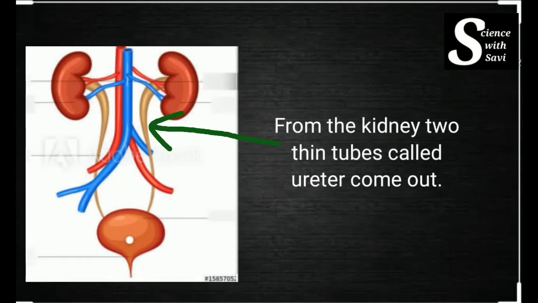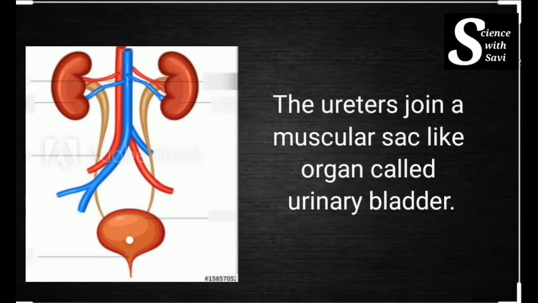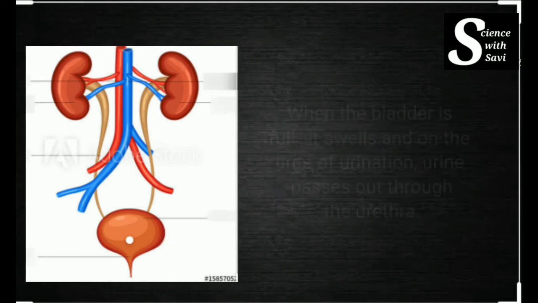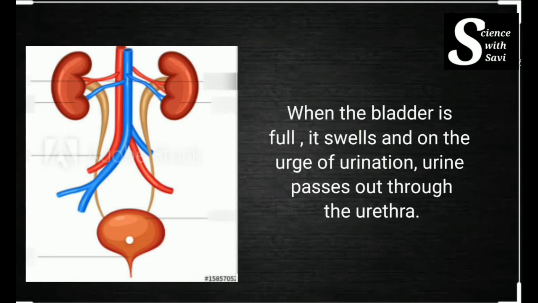From the two kidneys, you will find two tubes coming out, and these are called the ureter. These two ureter come and they end up in a muscular sac-like organ, which is the urinary bladder. This urinary bladder stores the urine. It swells up by the storing of urine, and when this urinary bladder is completely filled with the urine, it gets a message from the brain.